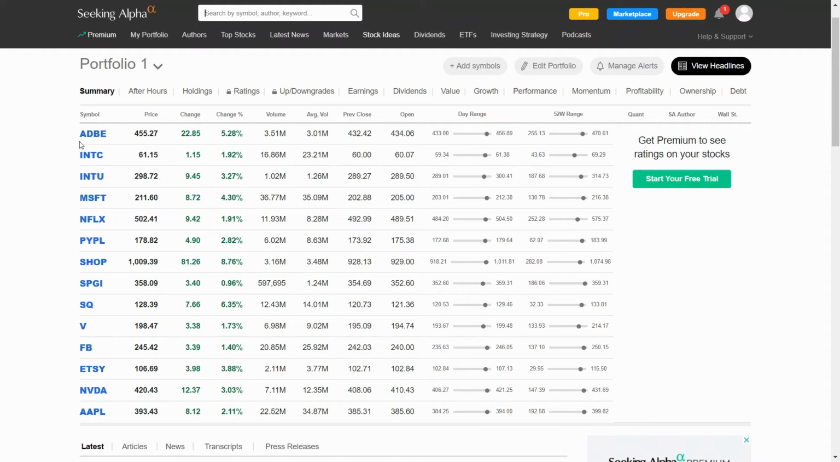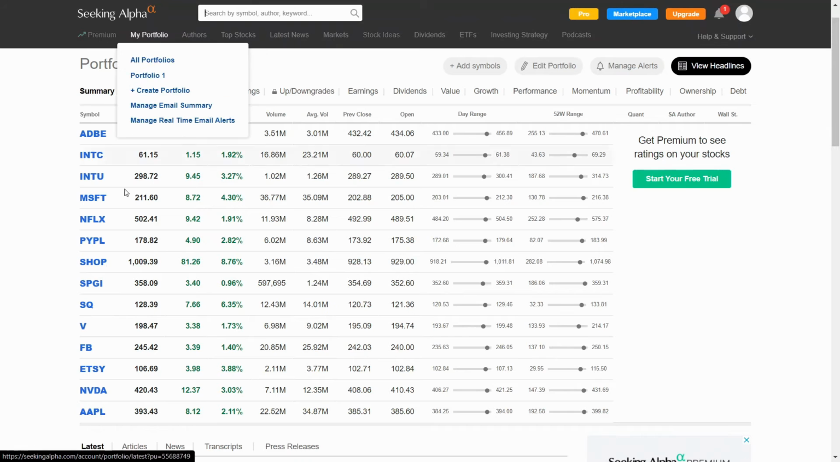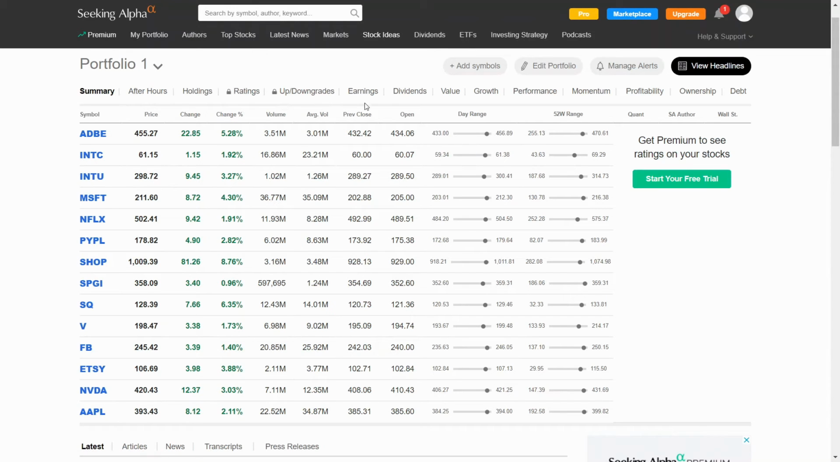There's no reason for me to go any more. These 14 have been doing really well for me. But it lays everything out real nicely. You got the price, the change, the volume, open, your previous close, your day range, your 52-week range. So I could see right now my portfolio is pretty overvalued. Everything's almost at a 52-week high. And on top of that, that's just the summary.